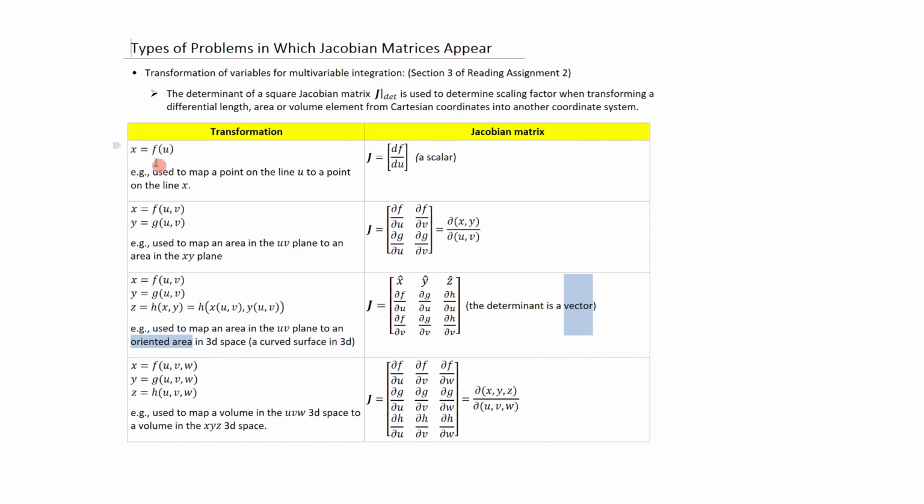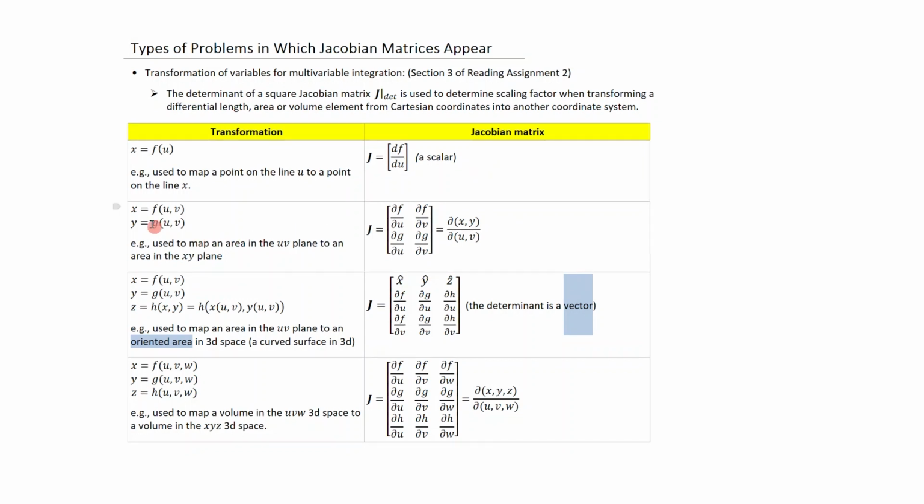If it's a single variable case, x is a function of u. What has this done? It's used to map a point on the line u to a point on the line x. This is the purpose of this transformation. In this case, the Jacobian matrix, as we've seen earlier, is just the derivative of f with respect to u, and this turns out to be a scalar. So this Jacobian matrix is a 1-by-1 matrix, which is equivalent to a scalar.